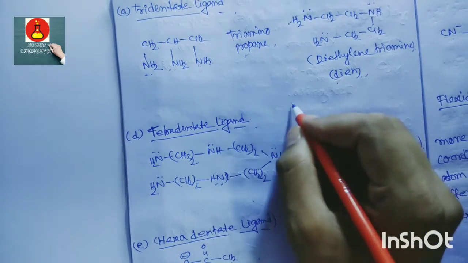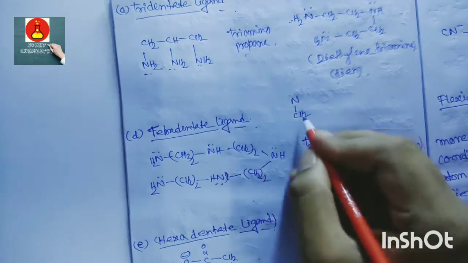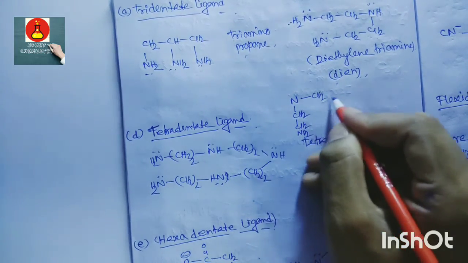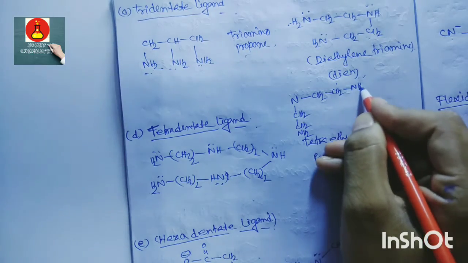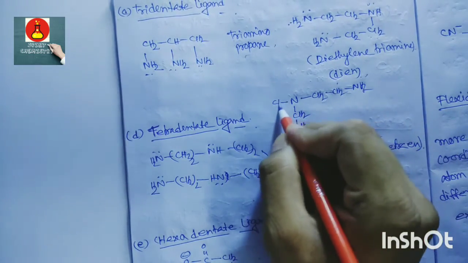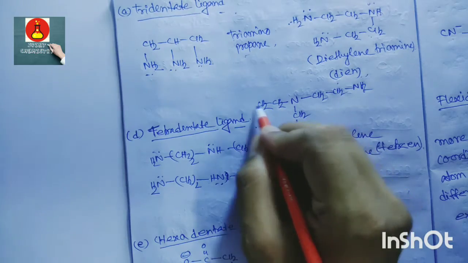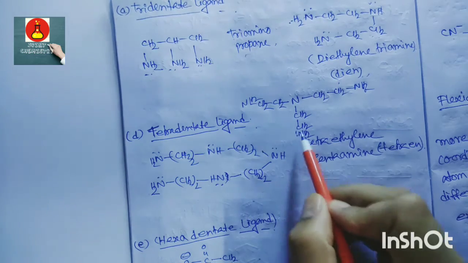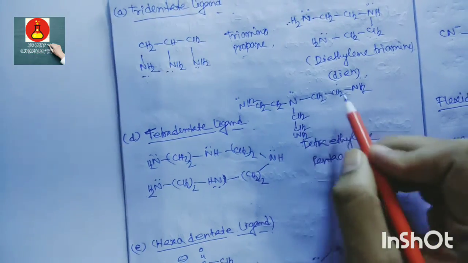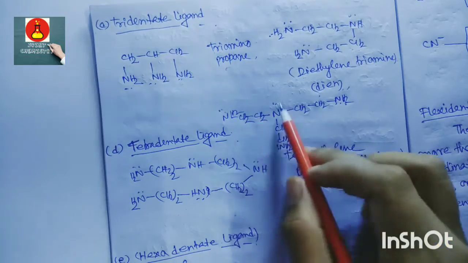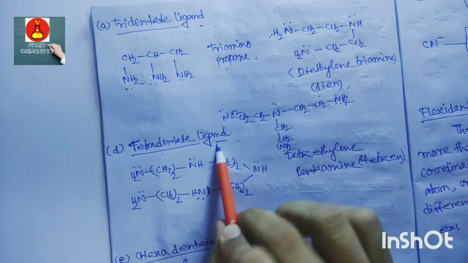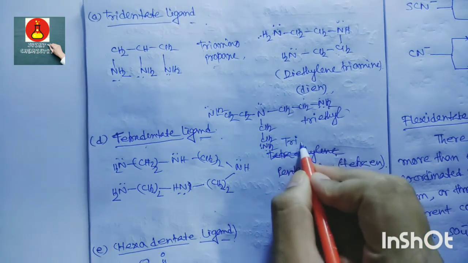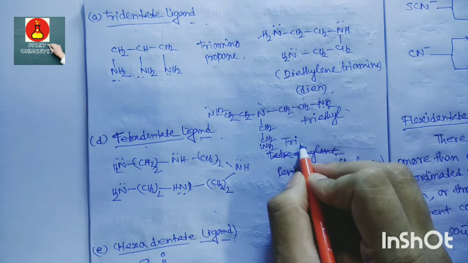If we see this one, as we can see here, there are 1, 2, 3 and 4 nitrogen donor sites. So that's why it is a tetradentate ligand, known as triethylene triamine.